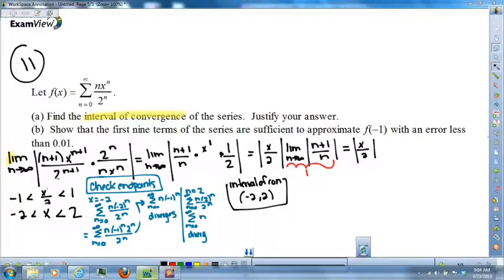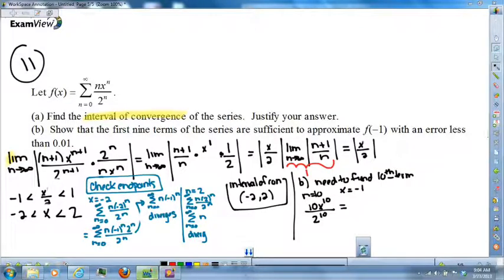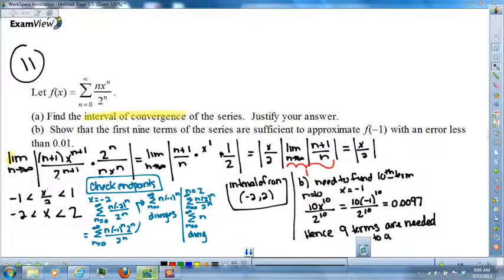Now the second part of this says, show that the first 9 terms of the series are sufficient to approximate. What we need to do is find the 10th term. The reason we need the 10th term is that since we're trying to approximate with the 9th term, we need to show that the next term, the 10th term, is less than 0.01. So when n equals 10, and remember that x is equal to negative 1, I'm going to substitute that, and we get 0.0097. This means that we only need the 9th term to approximate this series with an error of less than 0.01.